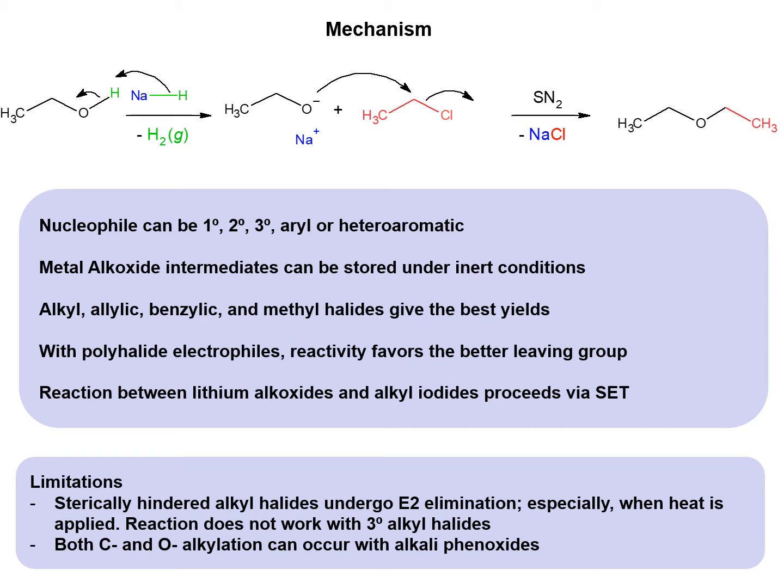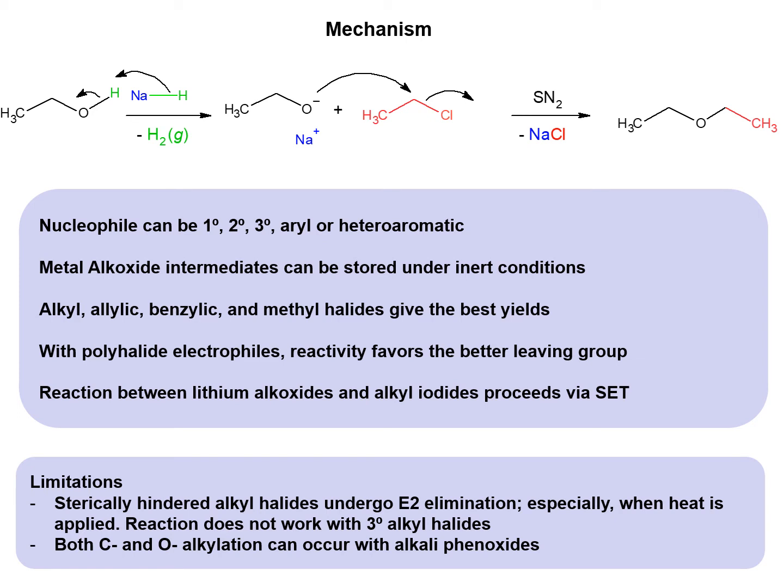With the SN2 reaction, if you have secondary alkyl halides or such, you will observe the inversion of stereochemistry. The nucleophiles can be primary, secondary, tertiary, aryl, or heteroaromatic. The metal alkoxide intermediates can be stored under inert conditions. Alkyl, allylic, benzylic, and methyl halides give the highest yields.